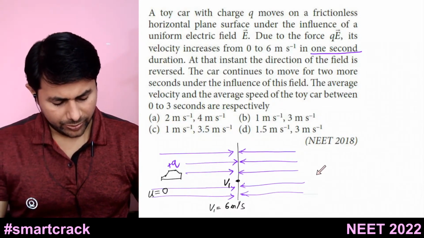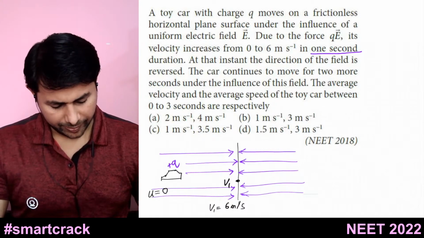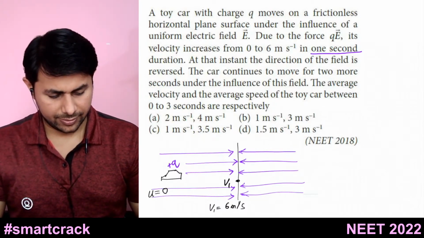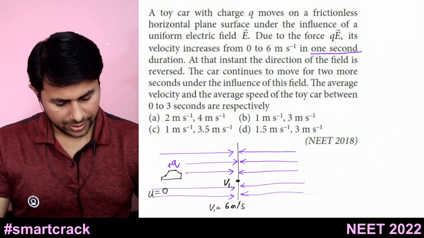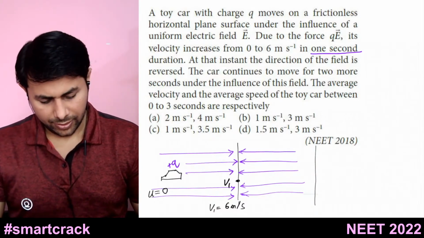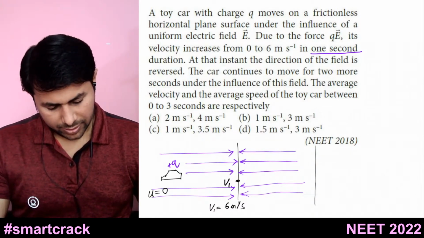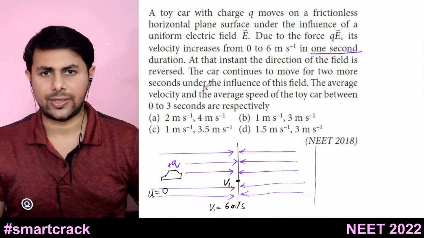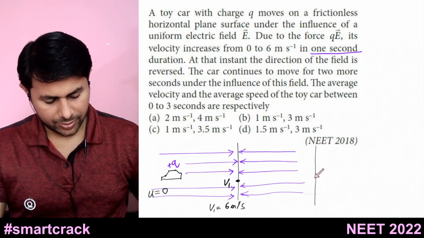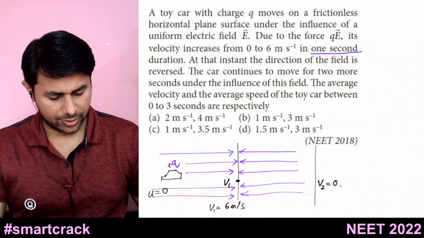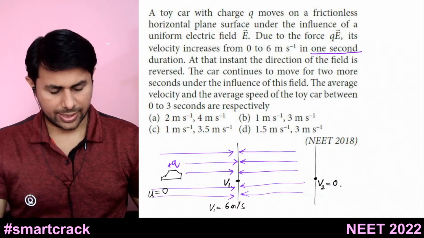Now the speed of the car will decrease, and it will cover the same distance in the same time, and it will stop over here. So it stops after 1 more second. See what is done: it continues to move for 2 more seconds. So this car will stop over here. Let's call the speed over here v2 equals 0. So the car stops at this point.